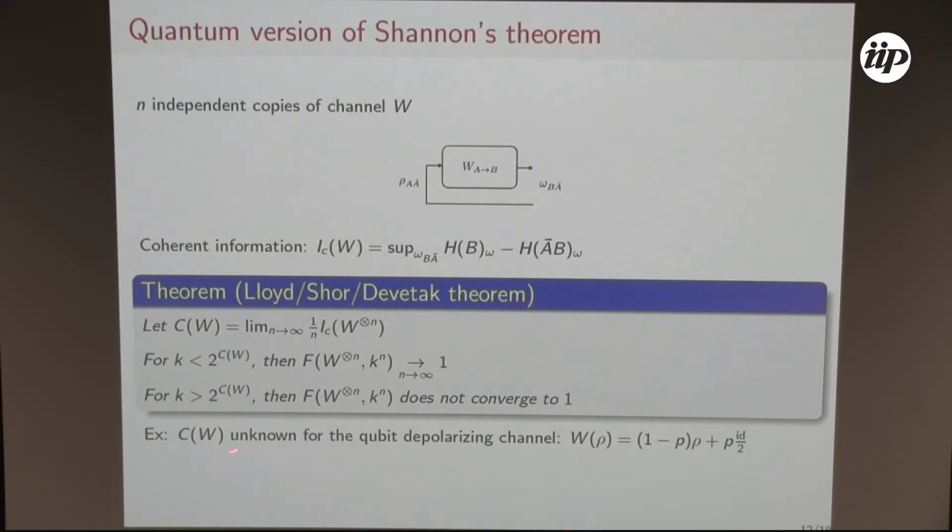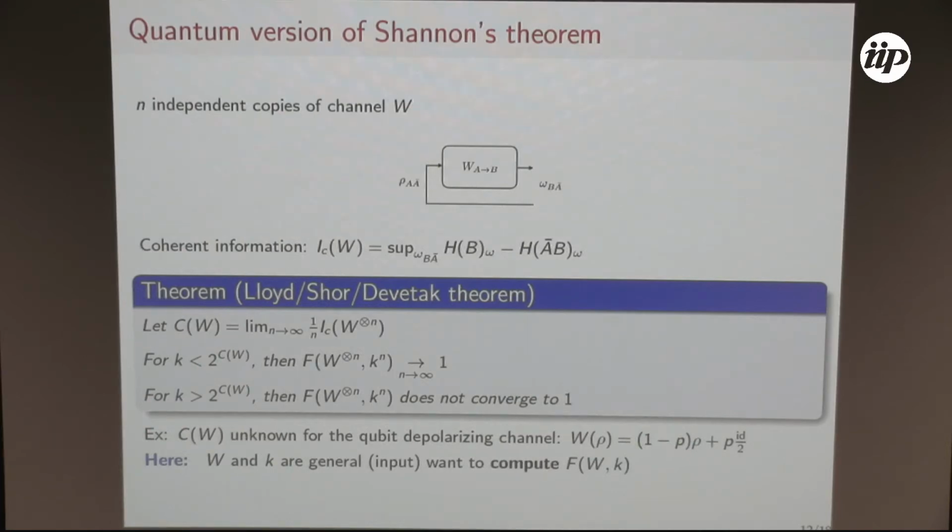In some cases this happens, but in many cases it doesn't. In particular, it's known that it doesn't happen for perhaps one of the simplest channels, the analog of the binary symmetric channel, which is the qubit depolarizing channel. Your input is a qubit. With probability 1 minus p, you keep exactly the same state, and with probability p, you just return a maximally mixed state. So this capacity is unknown for this channel. In particular, it's not known when it starts being 0.